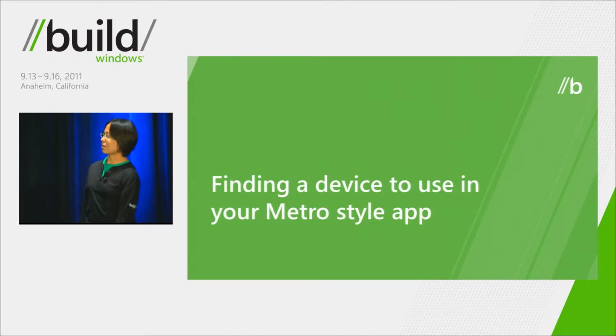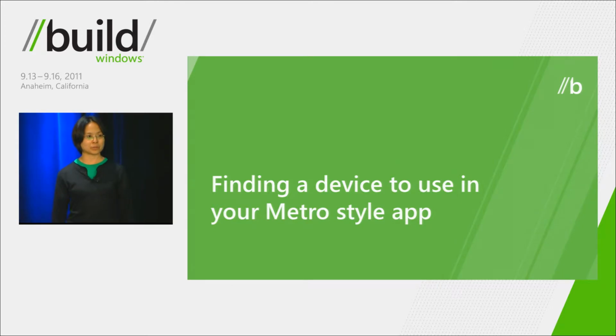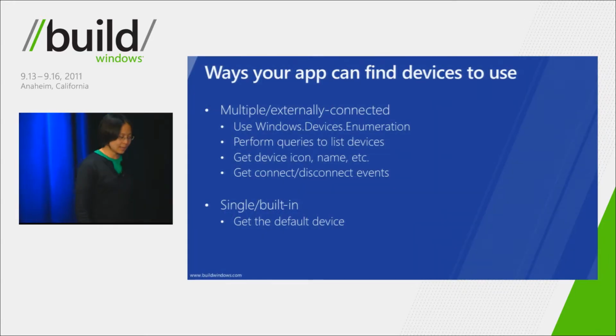So let's get started. The first thing you would want to do whenever you want to build one of those apps that we showed you is to find a device from your app. And then the next thing you want to do is to use that device that you found. Starting with finding a device, a good way to think about this is a world where there are externally connected devices and built-in devices. Externally connected devices are things that you plug into your PC or your tablet to do stuff with, like a camera or your phone or your USB thumb drive.